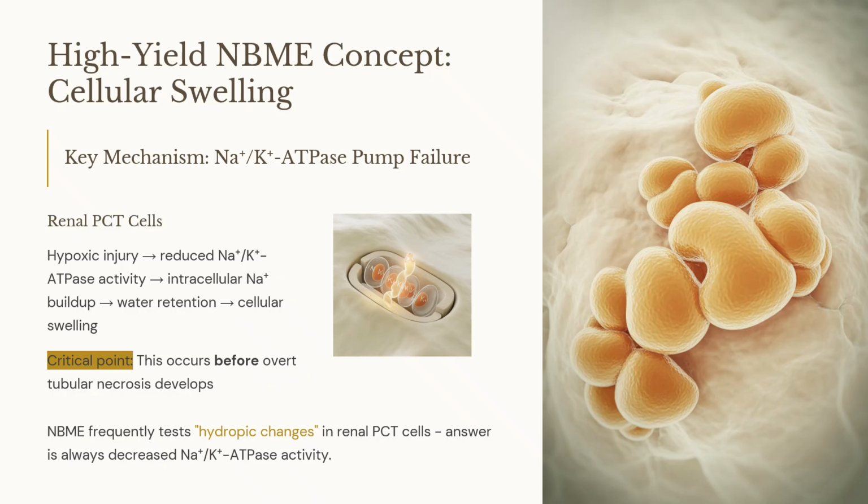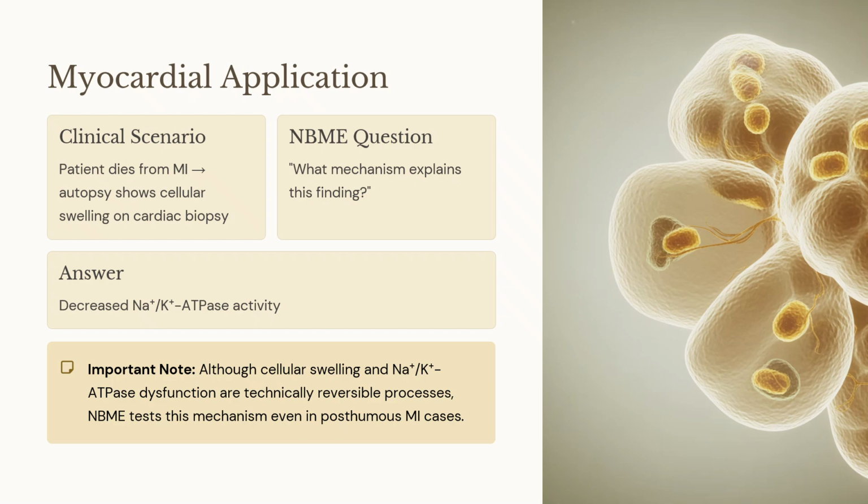They might even ask you about the hydropic changes in the renal PCT, that is, the swelling of the renal proximal convoluted cells. Why does it happen? It is because of the decreased sodium potassium ATPase activity. This knowledge can also be applied in the myocardium. So the patient dies from MI and the autopsy shows cellular swelling on cardiac biopsy. The NBME might ask what mechanism explains the finding. It is obviously that the cellular swelling is due to decreased sodium potassium ATPase.